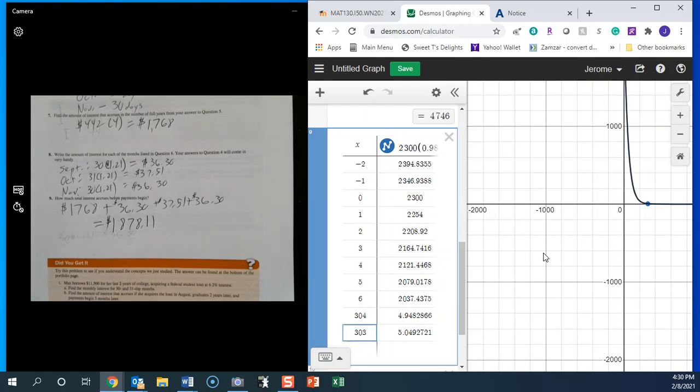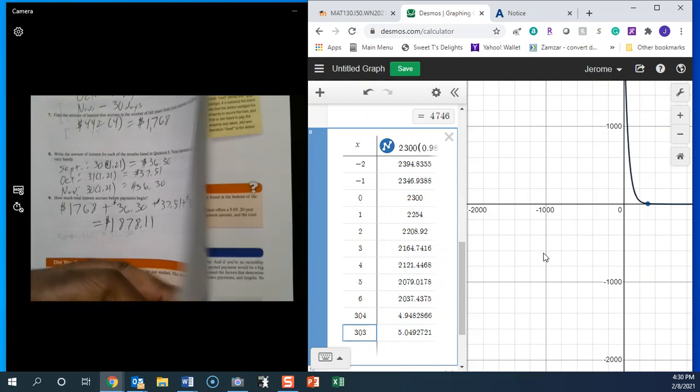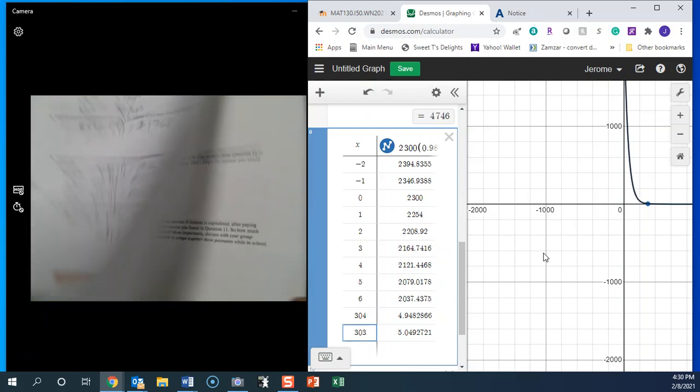Yeah, I know that's a lot of work, but I know that you all can handle it. All right. We move on to the next page.